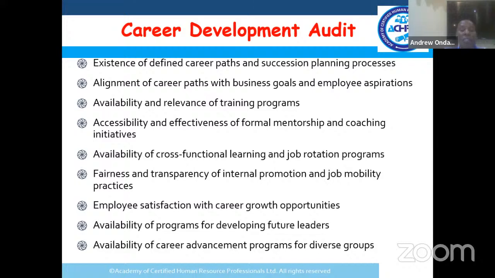And availability of programs for developing future leaders. There are several programs like mentorship and coaching, delegation, being a member of our team, and also being taken for training outside the organization to equip people for leadership, and particular leadership skills or strategic management. And in that way, we shall be preparing people for career development.